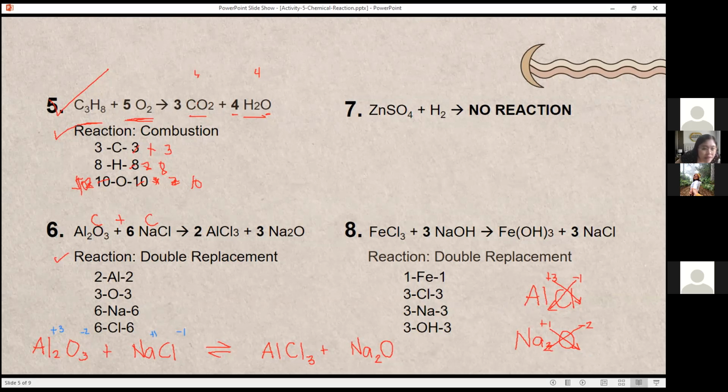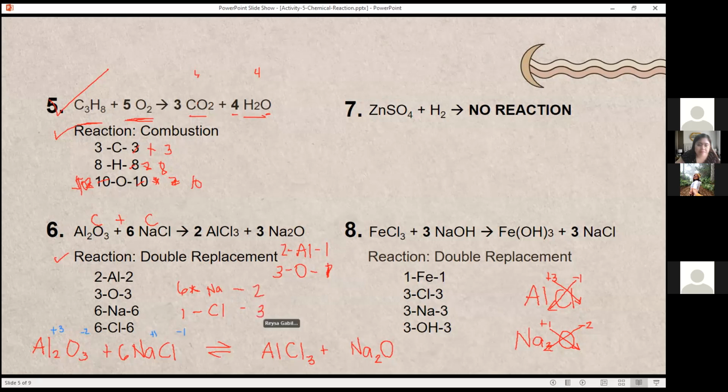So let us see kung balance ba itong ginawa nila. They placed 6 here. So Na becomes 6 on the other side. Oh, wait lang. And so ganun itong mga elements diri: Al, O, Na, Cl. Let us see. The original is 1. Wait lang. Atuan na lang siyang isa-isahon para dili ta maglibog. Aluminum on the other side, this is 1. Na is 2.